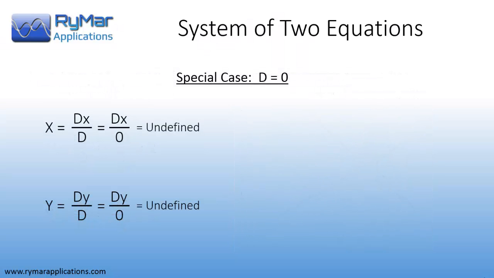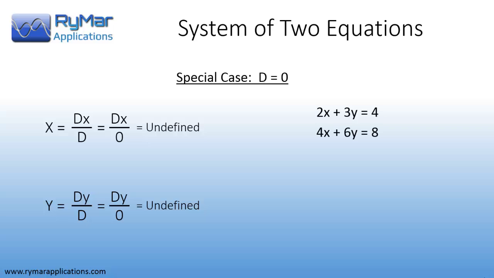Okay, we're not going to get off that easy. We got a special case that we've got to worry about. In your efforts to solve this thing, if you generated 0 for the d determinant, then we've got issues here. You cannot divide by 0. Division by 0 is undefined.